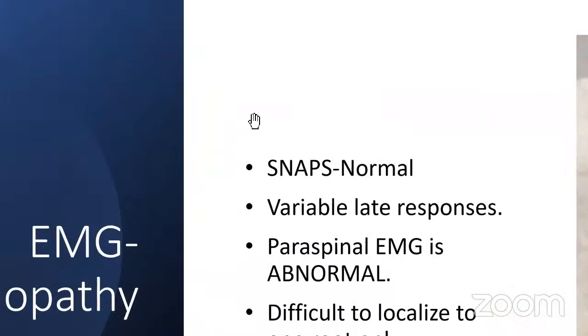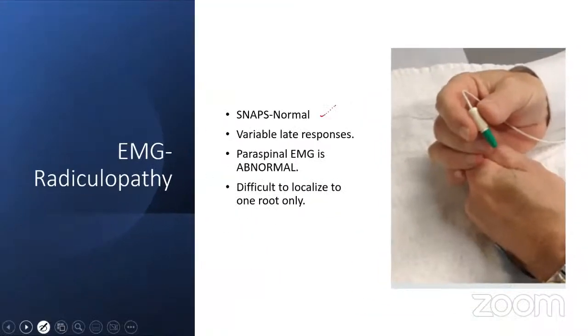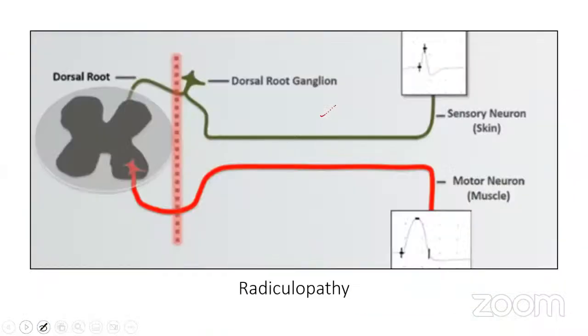Now you see the radiculopathy problem, and this is the radiculopathy. This is the dorsal root ganglion, and the sensory input is coming into the dorsal horn, and the motor output is going to the anterior horn cell and the motor neuron.